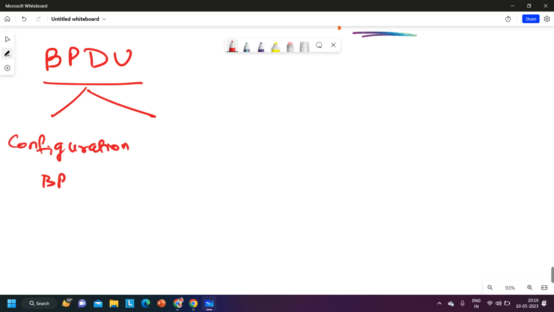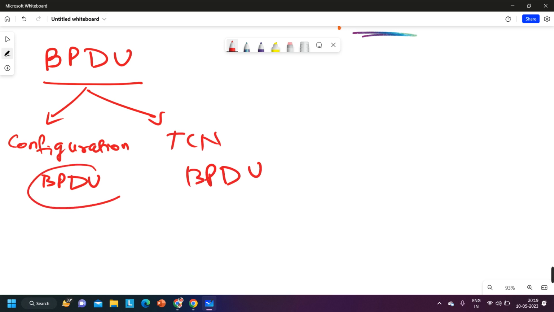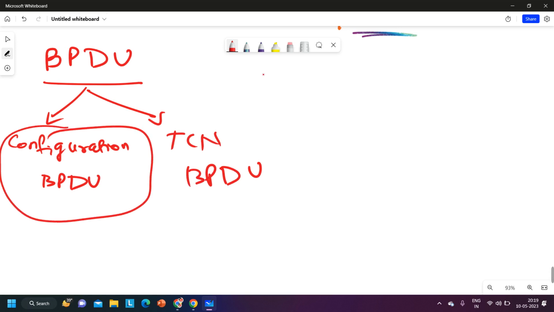Configuration BPDU, and the second one is TCN BPDU. So there are two types of message in Spanning Tree Protocol: first one is configuration BPDU and second one is TCN BPDU. TCN stands for topology change notification.